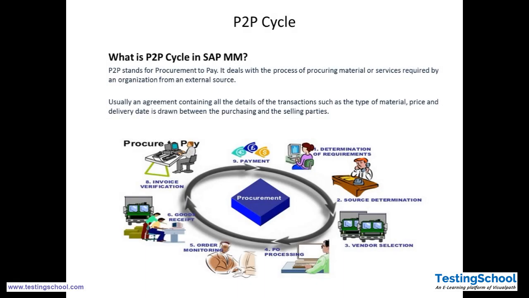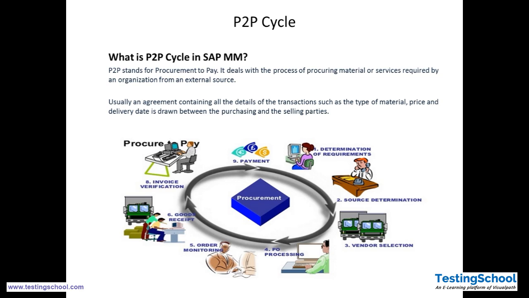P2P stands for procure to pay. It deals with the process of procuring material or services required by an organization from an external source. All organizations have to procure some raw material, finished goods, or semi-finished goods to make some services or changes on the product, and then they will deliver the finished product in the market. So they have to procure some material from the market, and that is where procurement comes into the picture.